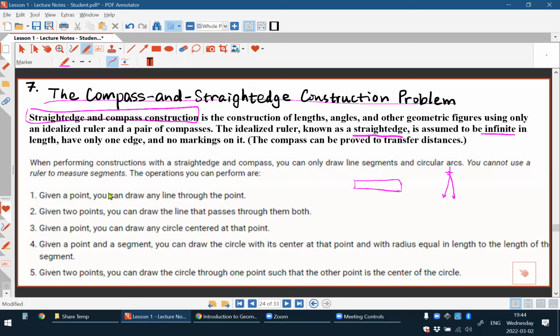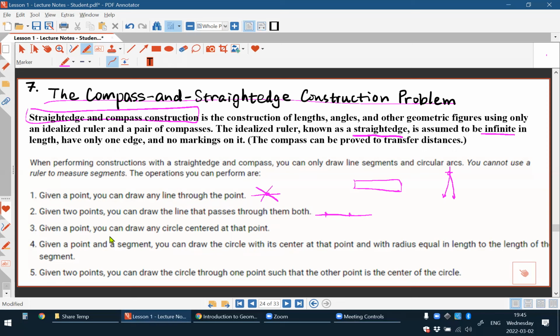For example, given a point, you can draw any line through the point, right? That means given a point, you can use a straight edge to draw any line across this point. Okay, the second operation you can perform is, given any 2 points, you can draw the line that passes through them both. You can just use a straight edge to join these 2 points and establish the line like this, right? This is the second possible operation we can perform.